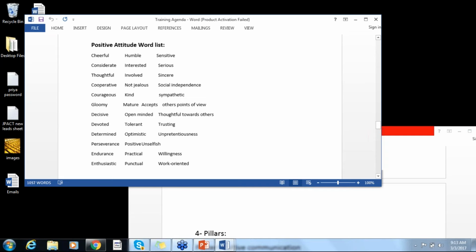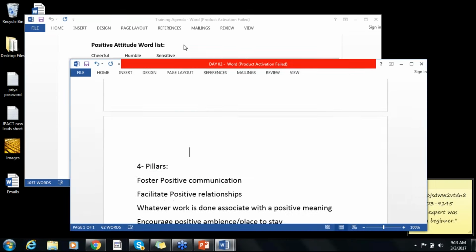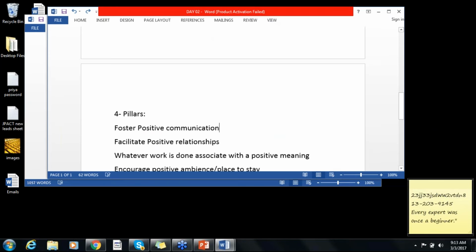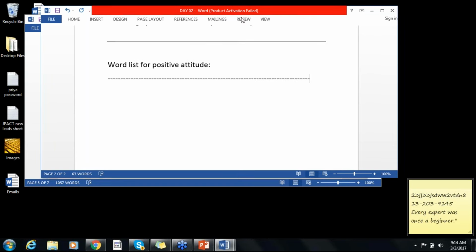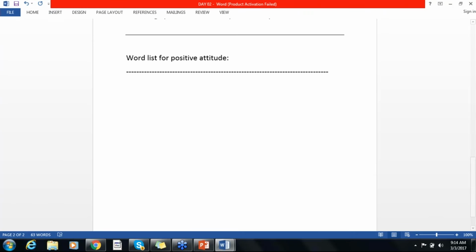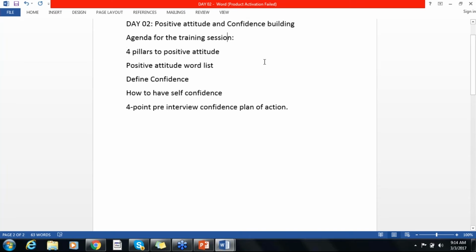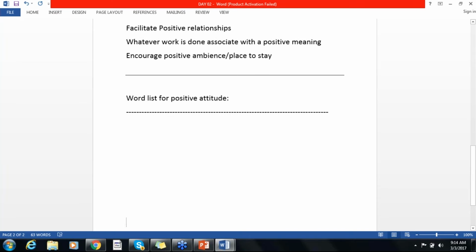Okay, so great. We've covered this word list. So let's move on, team, to the next part of this. 1 minute. So what is the definition of confidence? What is confidence? And a few synonyms.